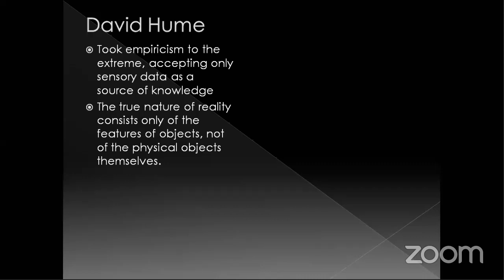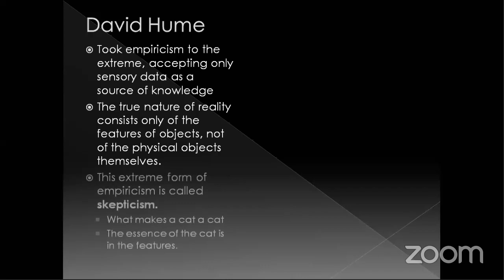But say for example, what makes a cat a cat? Is the essence of a cat in its features, its tail, its ears, its other features? So the true nature of reality doesn't lie in the physical objects themselves, but the features of that object are important. This is an extreme form of empiricism, which is known as skepticism.